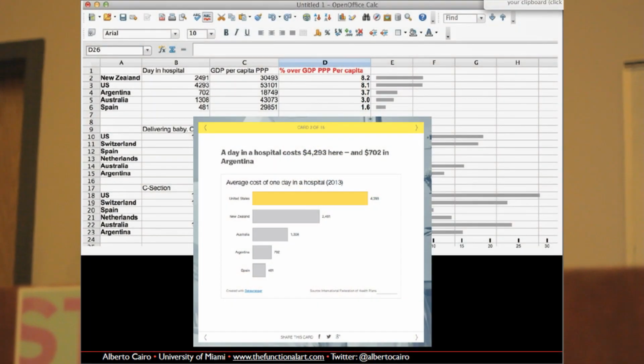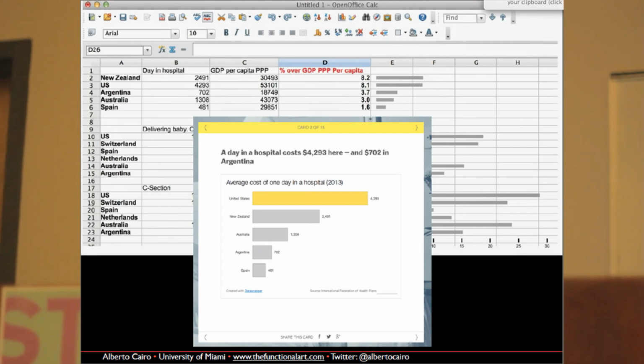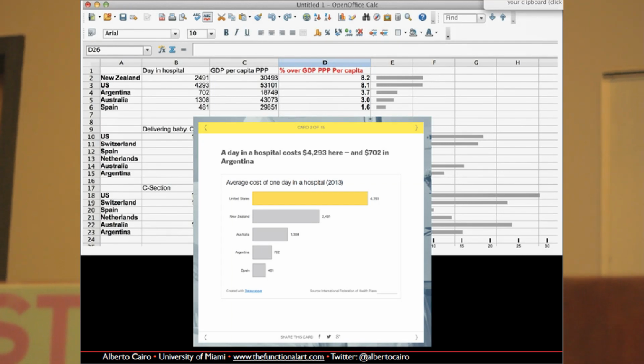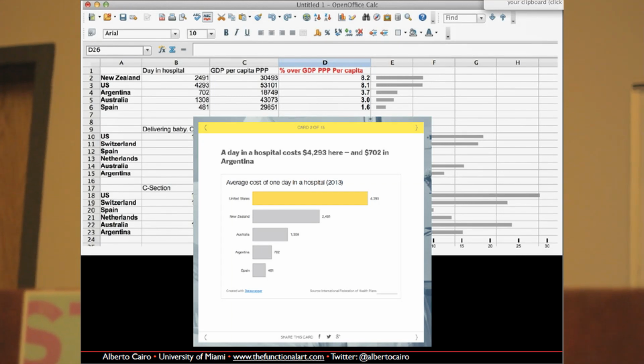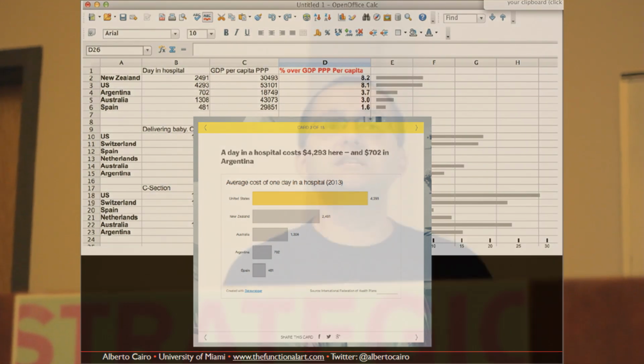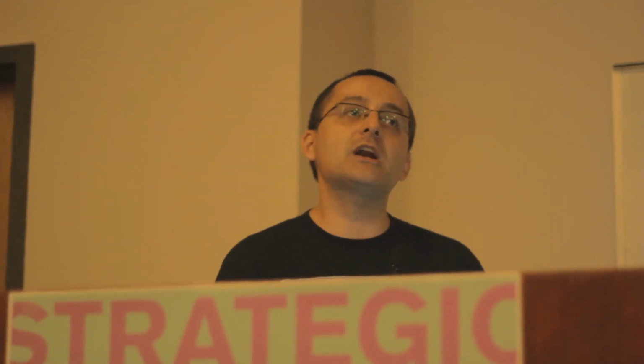Compare this bar graph that Vox.com created with this bar graph that I ended up with. Actually, New Zealand is more expensive than the United States for some reason. This is closer to the truth. This is untrue. It's not a lie, because they were not trying to lie, but it is untrue. And we should avoid untrue stories.